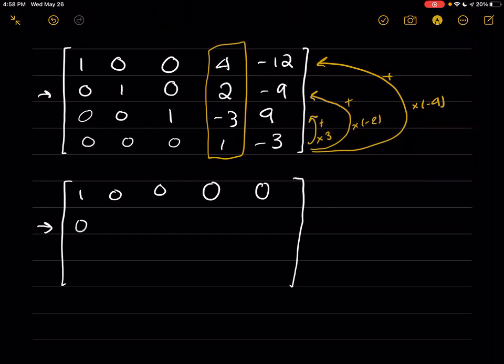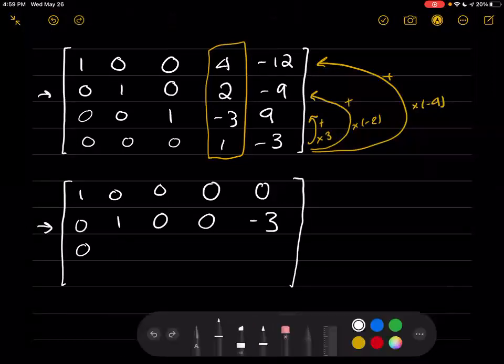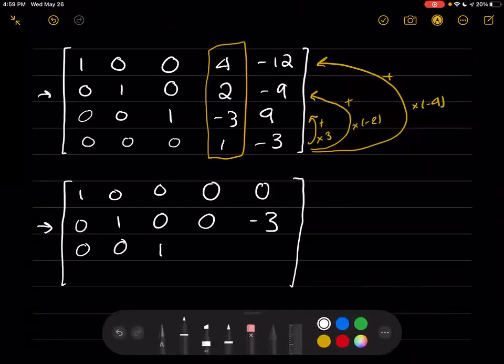And then we get 0, 1, 0, 0. And then I think this becomes a -3. And then we get 0, not 1, 0, 0, 1. And then I think when we do that, we get 0 by design. And then when we do -3 times 3, we get -9 plus +9 is going to be 0. Okay. And then the last row is unchanged. So this is in row reduced echelon form, or sorry, reduced row echelon form.